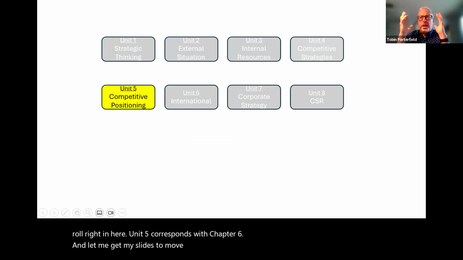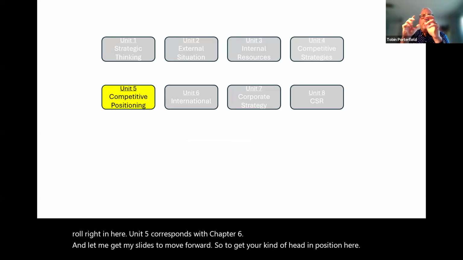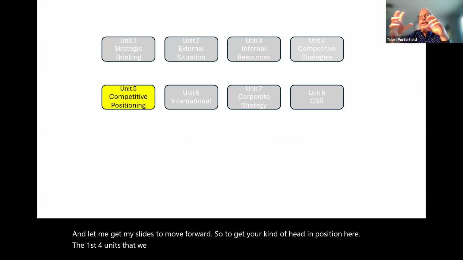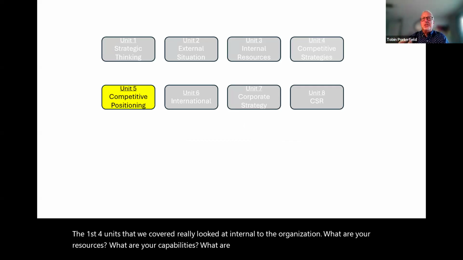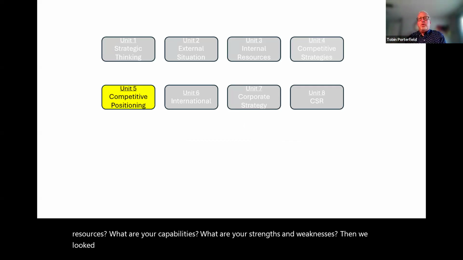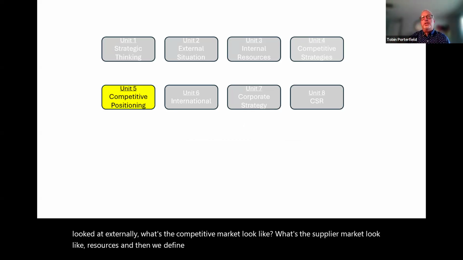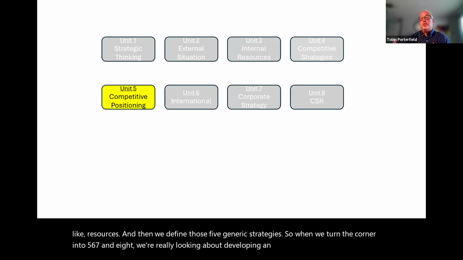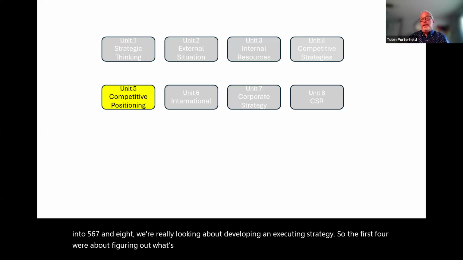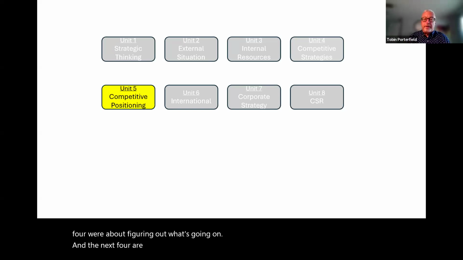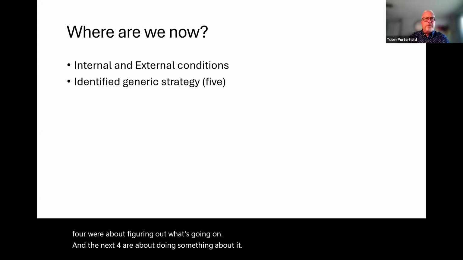So to get your head in position here, the first four units that we covered really looked internal to the organization. What are your resources? What are your capabilities? What are your strengths and weaknesses? Then we looked externally. What does the competitive market look like? What does the supplier market look like? And then we defined those five generic strategies. So when we turn the corner into 5, 6, 7, and 8, we're really looking at developing and executing strategy. The first four were about figuring out what's going on, and the next four are about doing something about it.